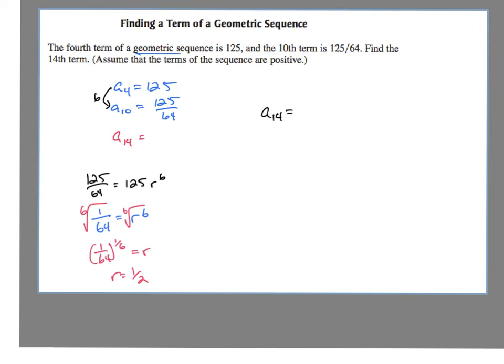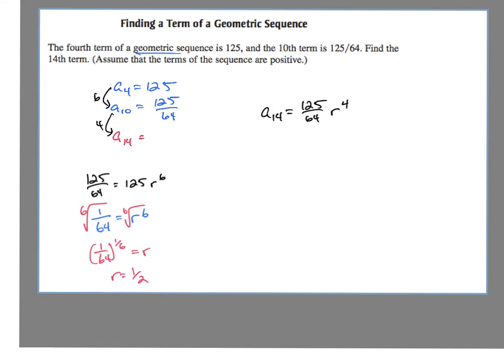Now that I have this common ratio, I can start solving. I don't actually have to get back to the first term. I don't need to know what my first term is. You can, but I wouldn't go that way. I would look at which one's closest. I can use both if I really wanted to, though. So I'm just going to use a sub 10. So a sub 14 would be a sub 10, 125/64, times the ratio. How many times am I going to use this ratio? I'm going to use it 4 times, because going from 10 to 14, I'd be using it 4 times.